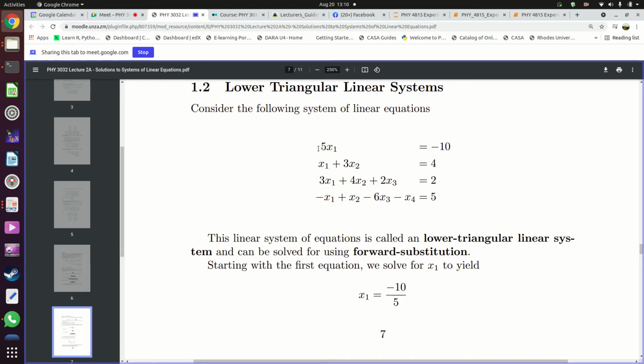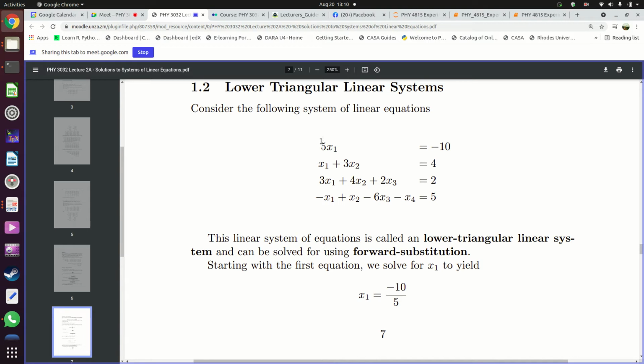So if you've got a system which is set up like this, your first equation is 5x1, it only has one unknown, equals minus 10. Then the next one, x1 plus 3x2 equals 4. Then 3x1 plus 4x2 plus 2x3 equals 2. Then minus x1 plus x2 minus 6x3 minus x4 equals 5. If you've got a system like this, then this kind of system is referred to as a lower triangular system, as we're going to see.